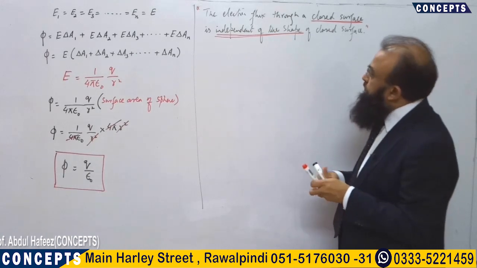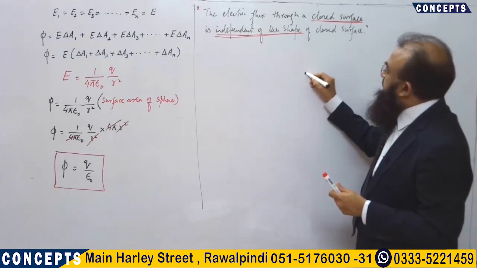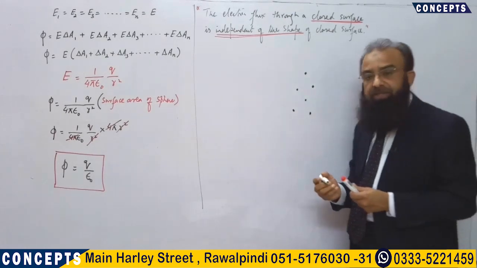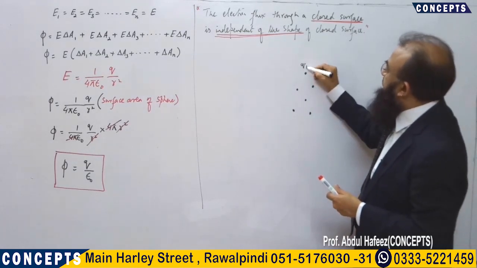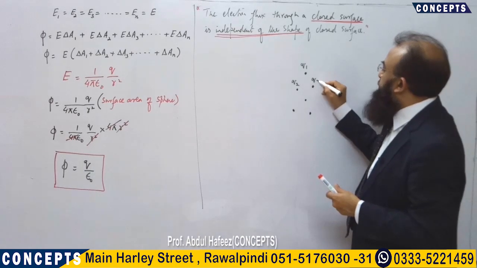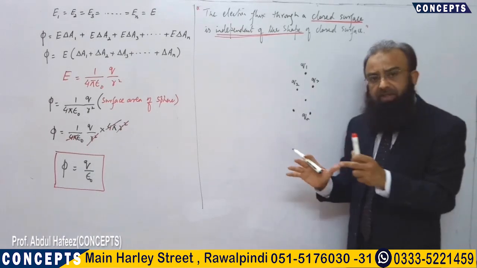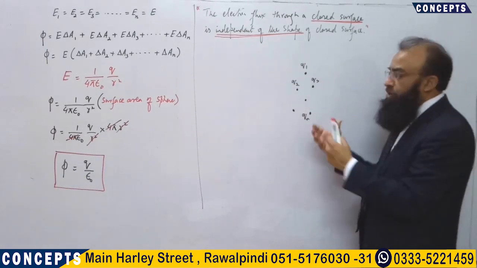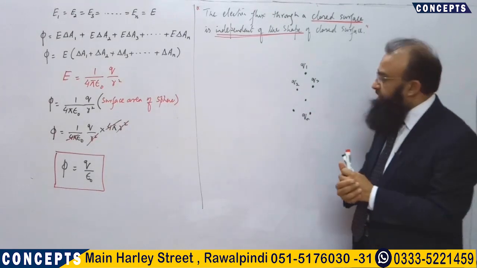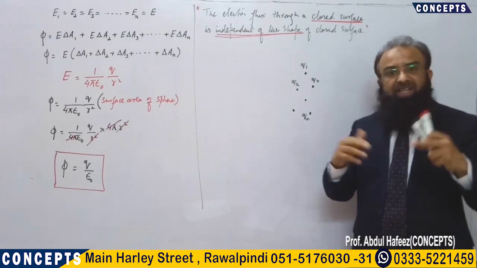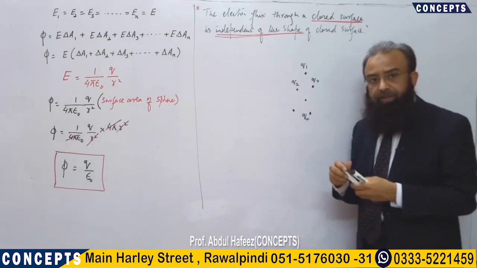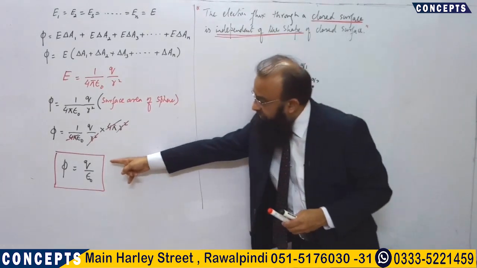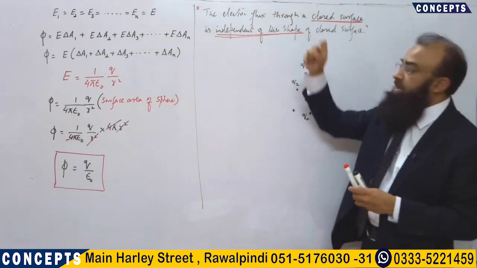Now, if we have a distribution of charge in a certain region of space, again, let's suppose we have charges Q1, Q2, Q3, so on, up to Qn in this region of space. And we are supposed to find out the flux due to all these point charges, and definitely the electric field due to all these point charges as described earlier. So for that, first of all, as we know that electric flux due to a point charge is independent of the shape of the closed surface.